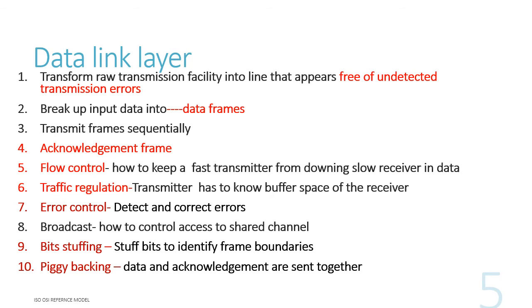The data link layer's functionality is to detect and correct errors, which is known as error control. It needs to know how to control access to a shared channel. In between frames, frame boundaries can be marked by a mechanism known as bit stuffing, which is another functionality of the data link layer. Data and acknowledgement can be sent together by a mechanism known as piggybacking, which is also a functionality of the data link layer.